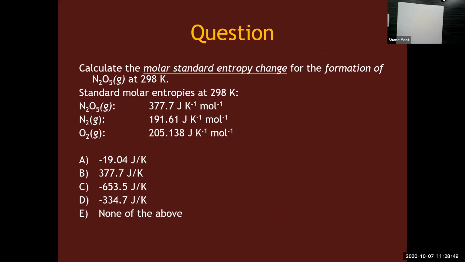So the question here is, what is the molar entropy change for the formation of N2O5 at 298 Kelvin, given the standard molar entropies of N2O5, N2, and O2?